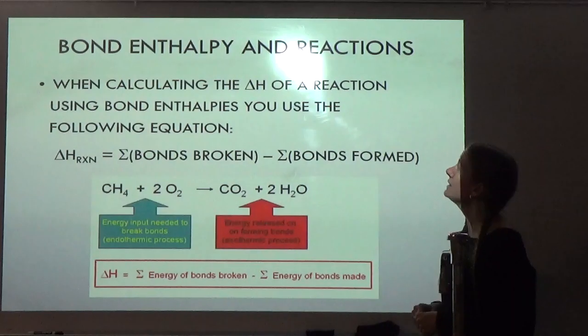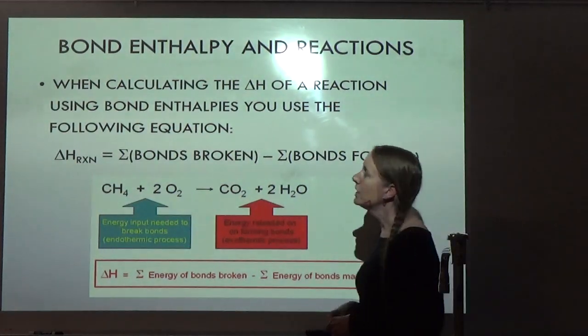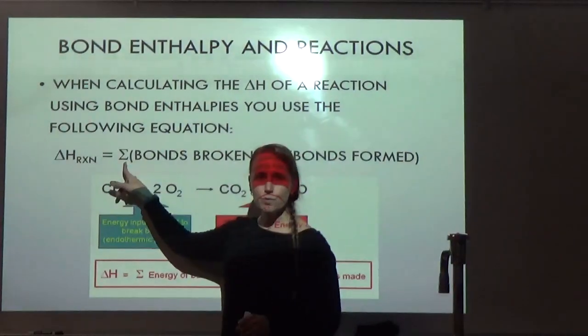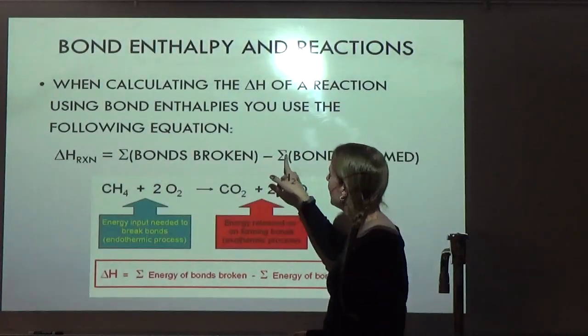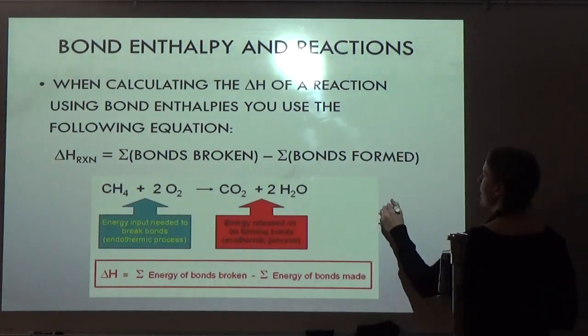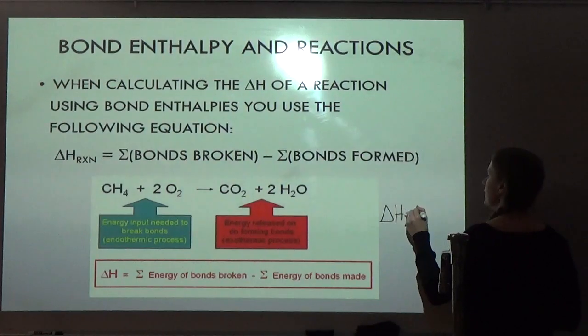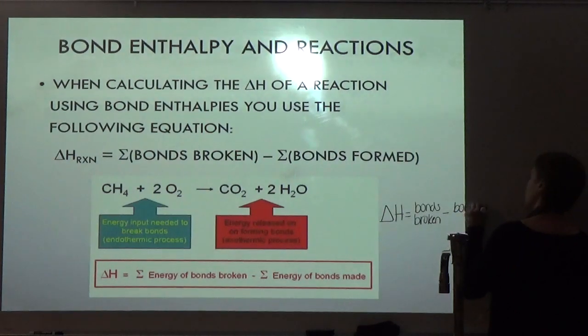So when you calculate the delta H of a reaction using bond enthalpies, you use the following equation. So in math, you may have seen this before. This is just summation. So it's the summation of bonds broken minus the summations of bonds formed. Okay, so a lot of times I'll just write delta H is bonds broken minus bonds formed.